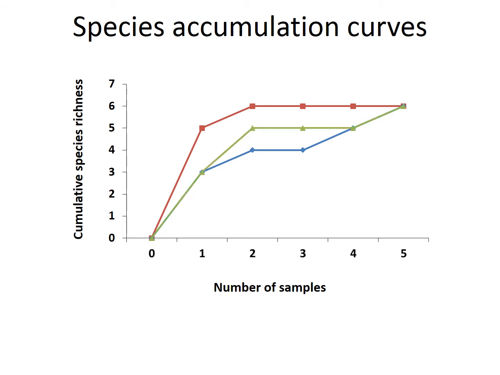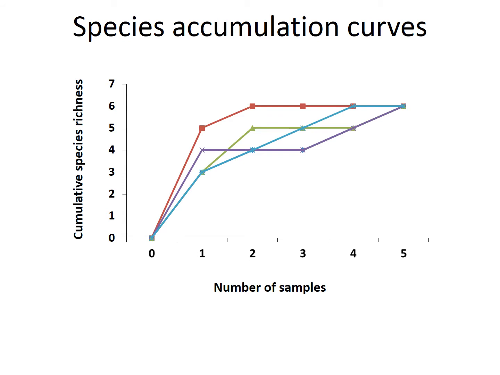Here we can add a curve from another order of the sample, and another order of the sample, and a final order of the samples. What's important to note here is that in all 5 curves, they all end with the number of samples being 5 and the cumulative species richness being 6. If any of your curves end on different points, then something's gone wrong and you need to look at your calculations.